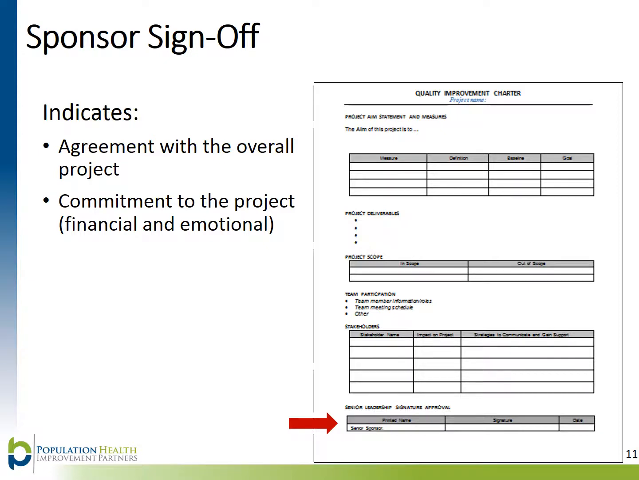The project sponsor sign-off section shows the senior leader or manager agrees with the outlined project and is committed to providing resources and resolving barriers.